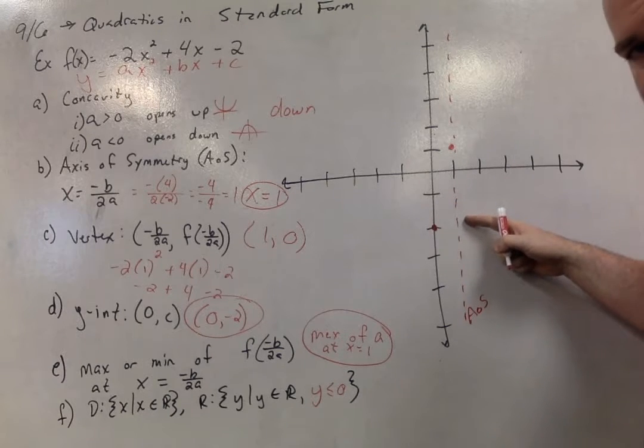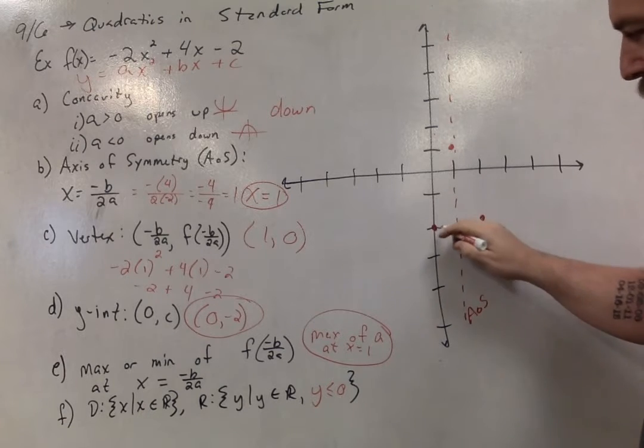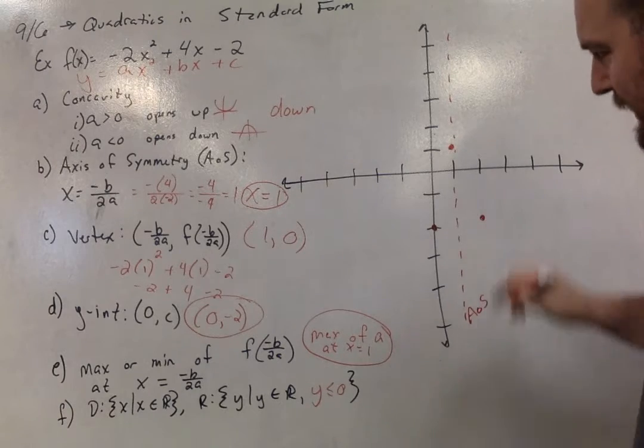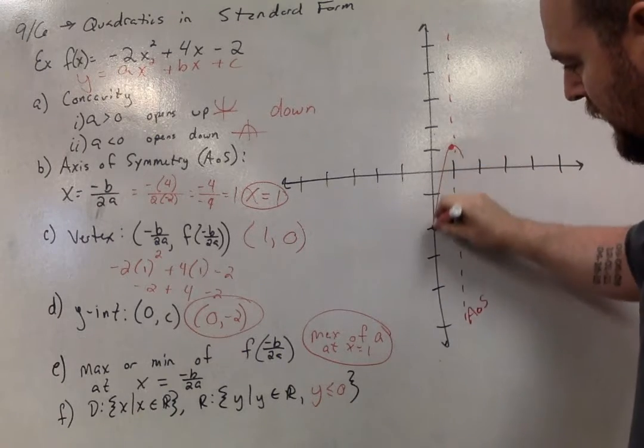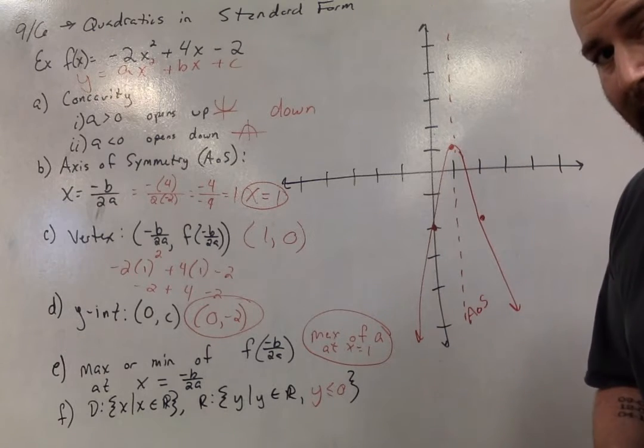Now because this is an axis of symmetry, I know that this point must also be reflected over here. So since it's one space to the left, I need another one that's one space to the right. And that usually gives me enough information that I can start to graph my parabola. So I know my parabola is going to look something like that.